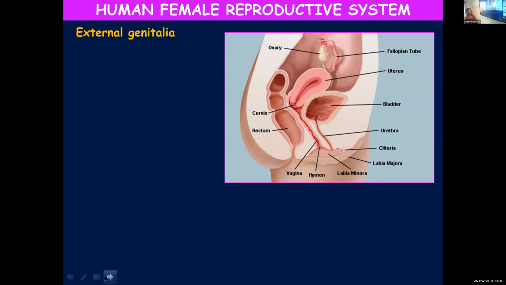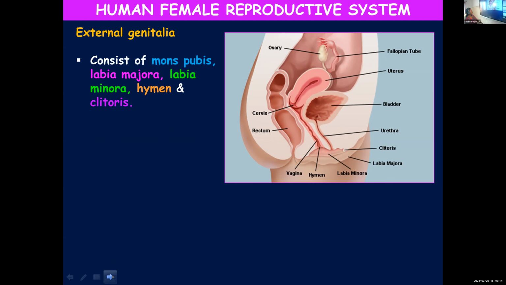Next, external genitalia. So we learned that the human female reproductive system consists of paired ovaries, accessory ducts, and external genitalia. We have covered the accessory ducts, paired ovaries, etc. Now we are proceeding to external genitalia. External genitalia means external genital organs.